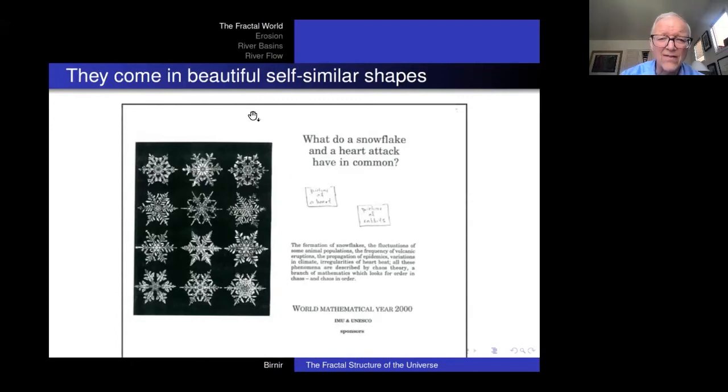These are some examples. And it turns out that some of these patterns, or some of these processes that can give us the self-similarity of a snowflake, can also describe what happens when people have a heart attack. So there is a connection there that you wouldn't suspect.